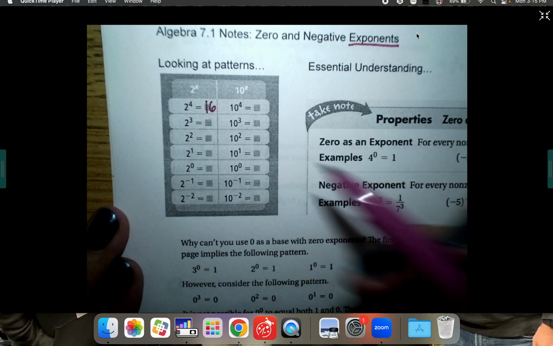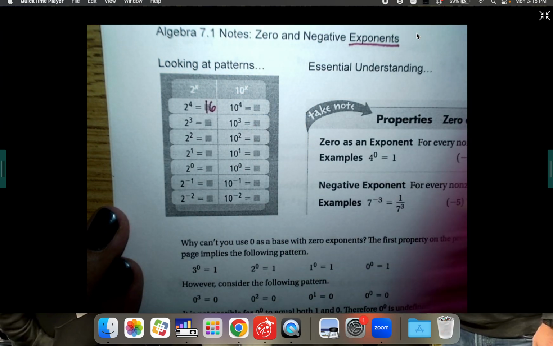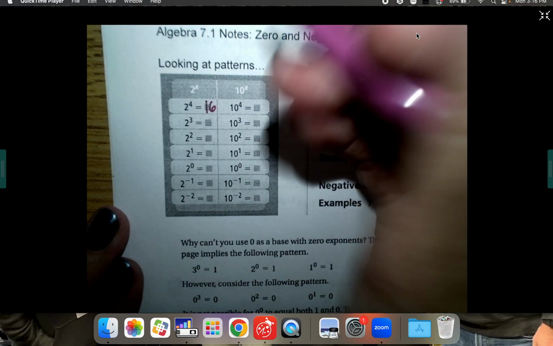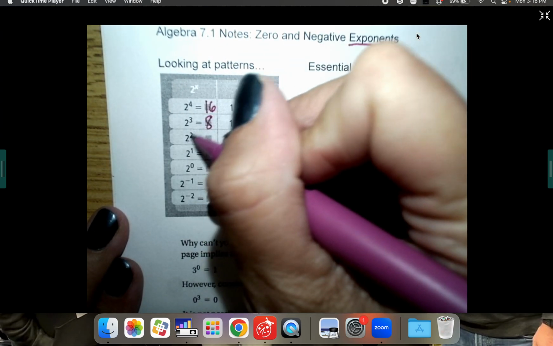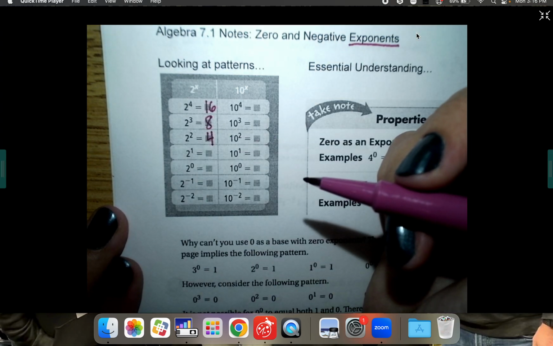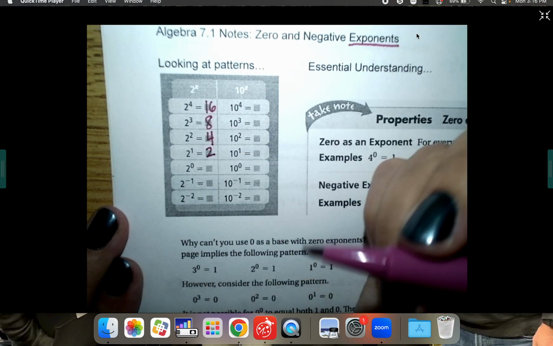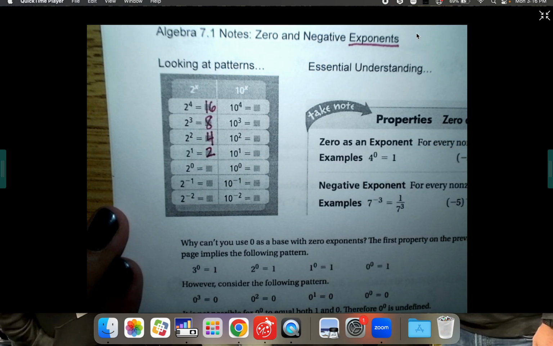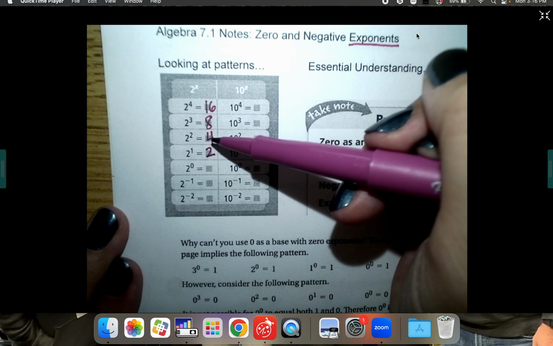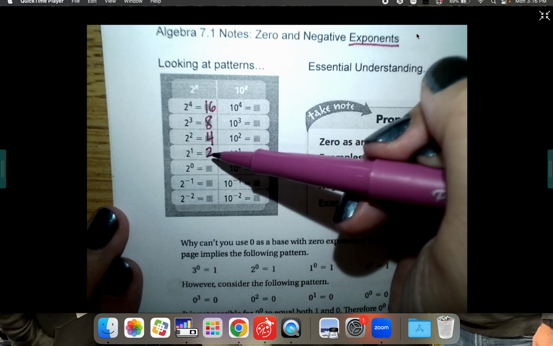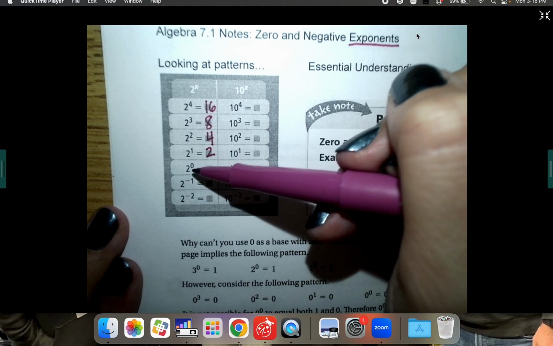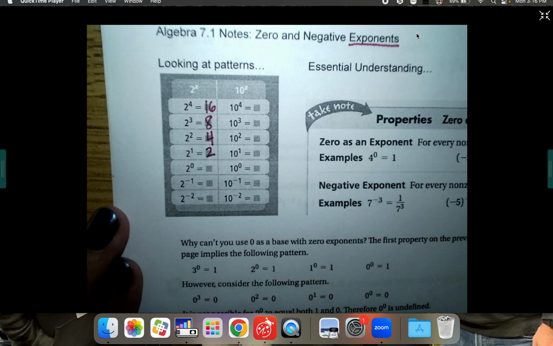Let's fill this all in. 2 to the third power is 2 times 2 times 2, which is 8. 2 times 2, 2 squared is 4. 2 to the first power, if there's only one 2, then it's just 2. Let's look at the pattern we have. We went 16, we cut it in half to 8, we cut it in half to 4, we cut it in half to 2.